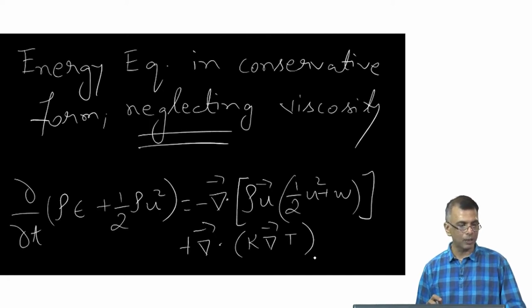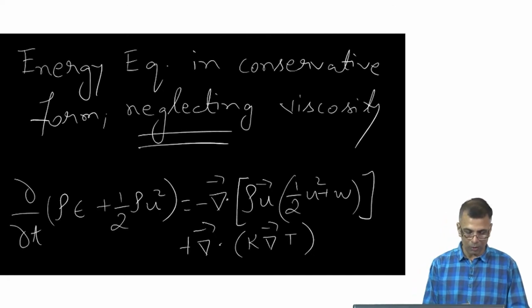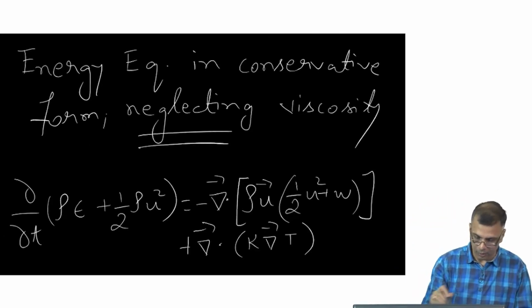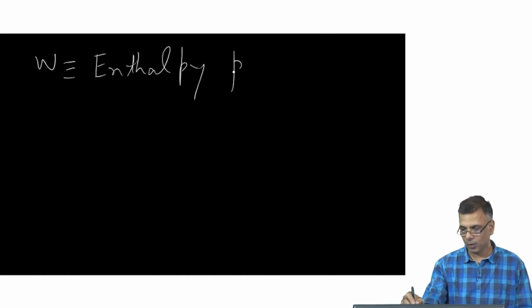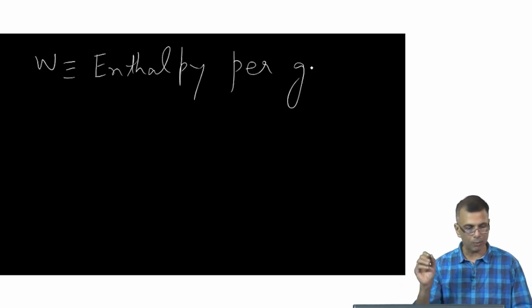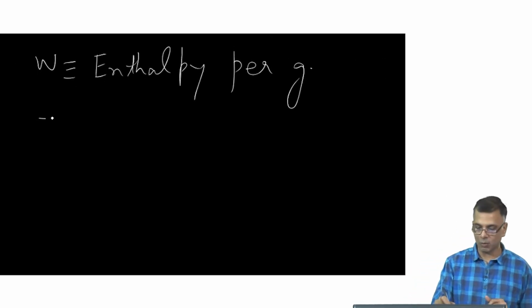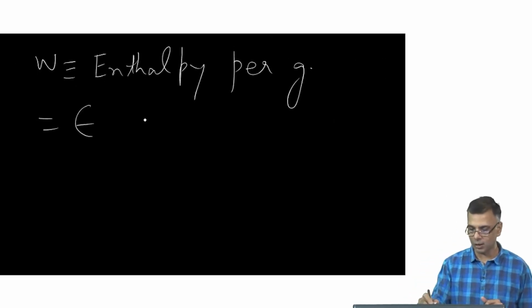Now, what I am really saying by writing this down is that this quantity W that I wrote here is the enthalpy per gram, or per unit mass, and this is equal to the internal energy plus P over rho.